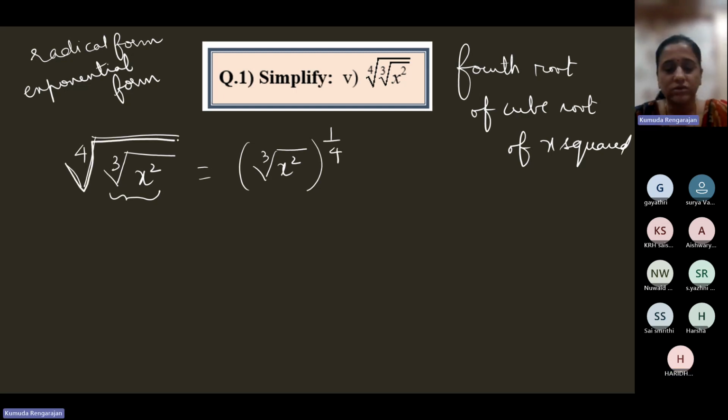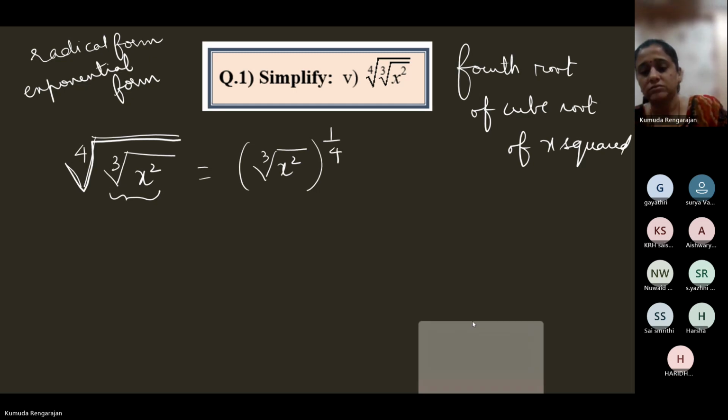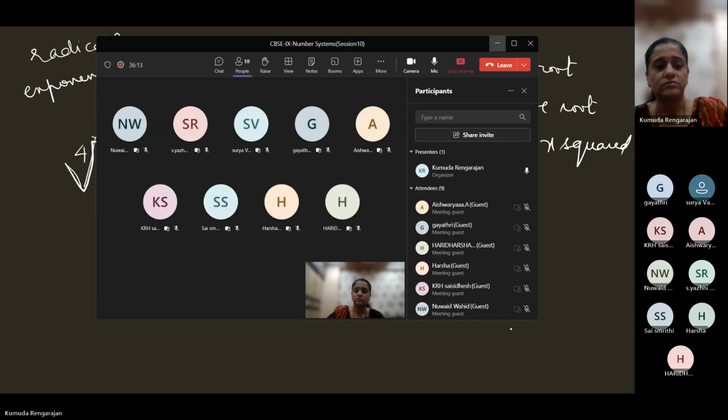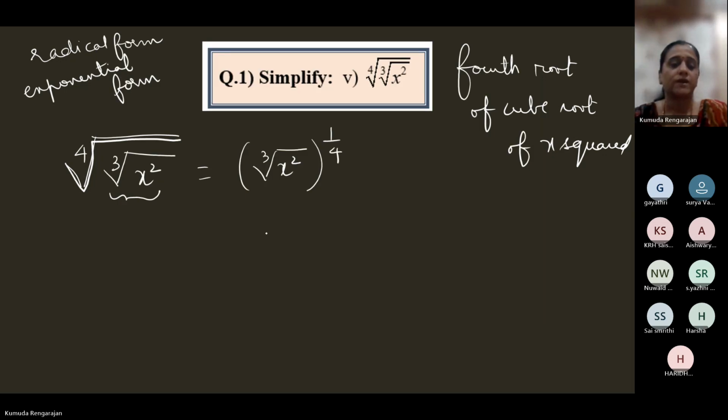Other than the 4th root, the radical sign 4th root becomes to the power 1 by 4. The rest of the expression becomes the base. This one becomes to the power 1 by 4, and the rest of it is written here as the base.